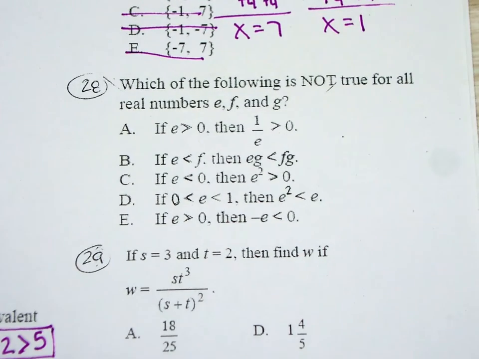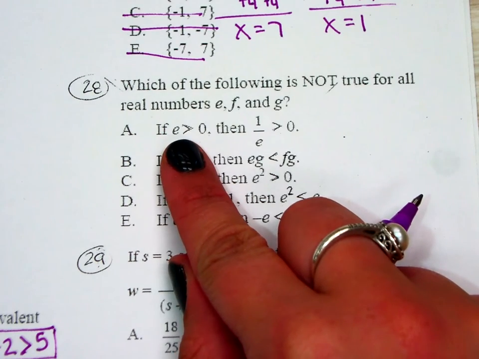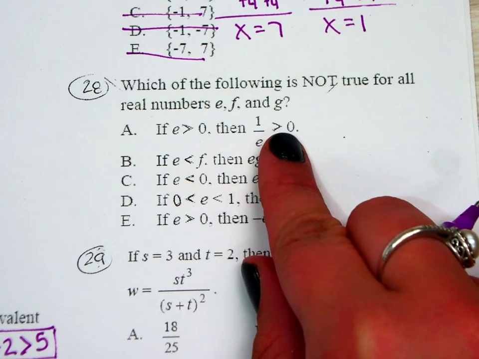Okay. So number 28 is so difficult. It eluded me for years because I could never think of the correct way to do this problem. I knew there was only one answer, but honestly, not gonna lie, it took forever to figure out. So which of the following is not true for all real numbers of E, F, and G? So if E is greater than 0, then 1 over E has to be greater than 0.